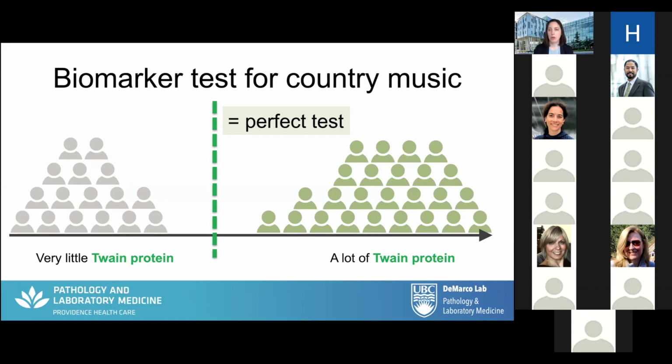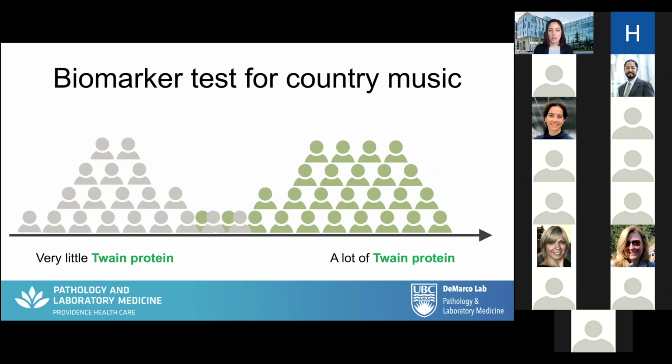This is an example of a perfect test, right? You can easily separate these two groups. And while there are some tests in real life that work like this, that's not always the case. More commonly, we have something that looks like this, where the groups are a little closer together and there's some overlap right at the edges. So this is more commonly how biomarker tests perform.